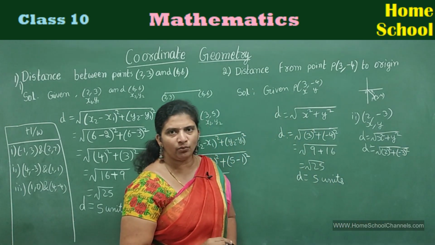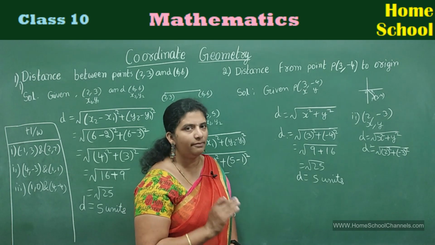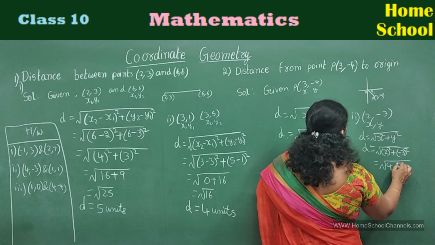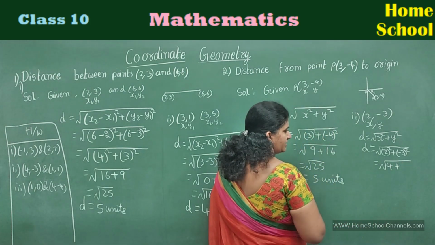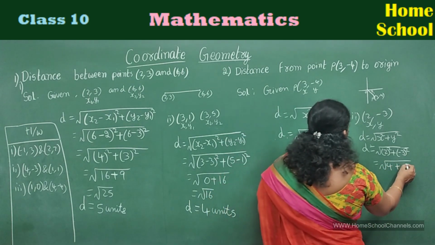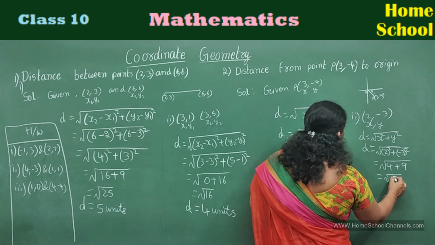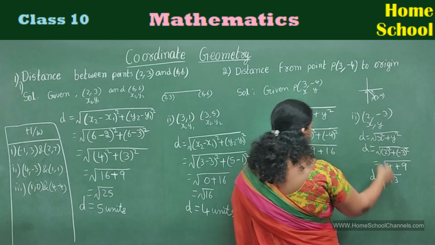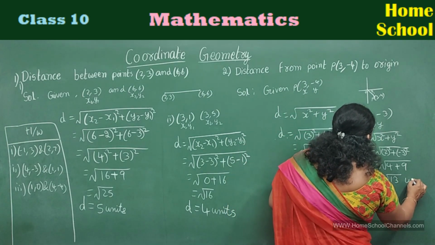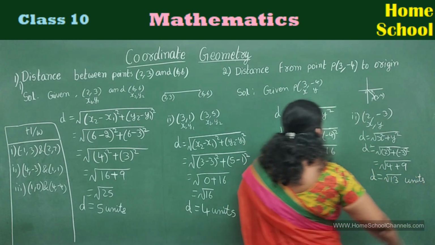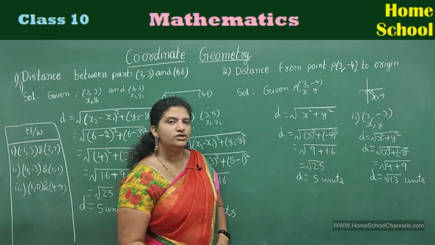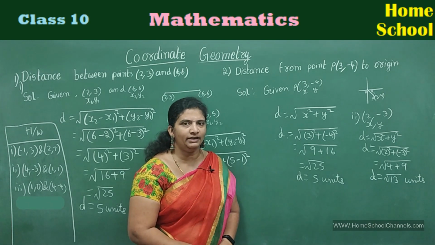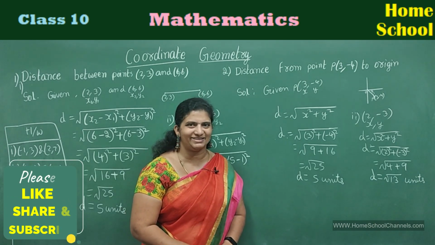When you have a negative value, compulsory you use brackets. 2 2s are 4, minus 3 whole square. Minus into minus plus, 3 3s are 9. 9 plus 4, 13. So therefore, distance from origin to this point is root 13 units. That is not a perfect square, so leave as it is. Therefore, distance is equal to root 13 units. End up your answer like this.